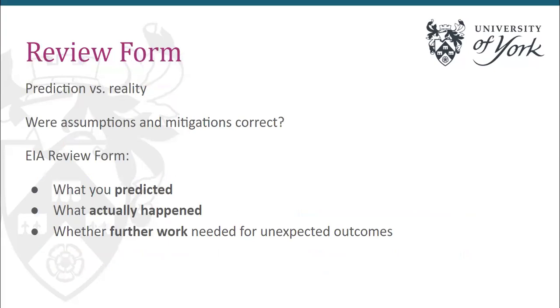The EIA assessment form was about predicting the future and thinking about what might happen if we made changes to policies and procedures. Mitigations may have been put in place to eliminate or lessen negative impacts on particular groups of people. But how do we know whether we were right in our assumptions? We might need to undertake remedial work to put things right where unexpected outcomes emerge.